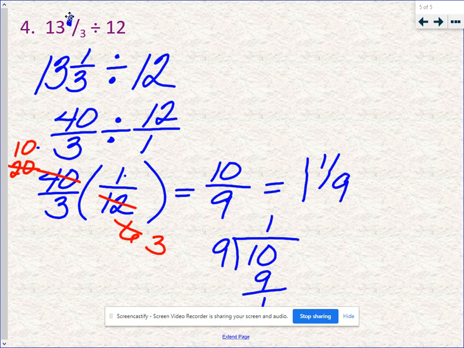Again, sorry about that. I apologize about my typo. That was supposed to be 13 1/3 from the beginning.